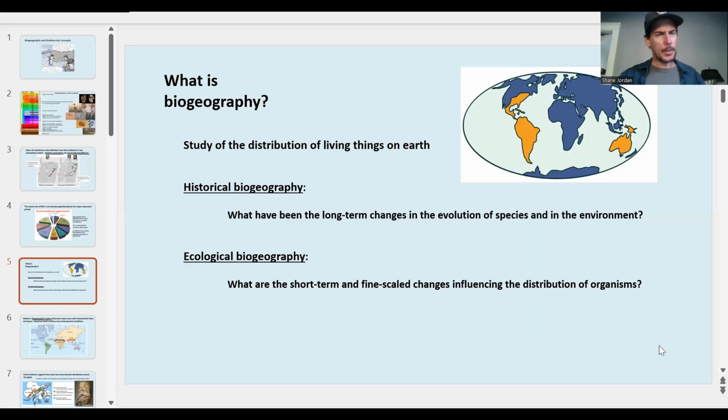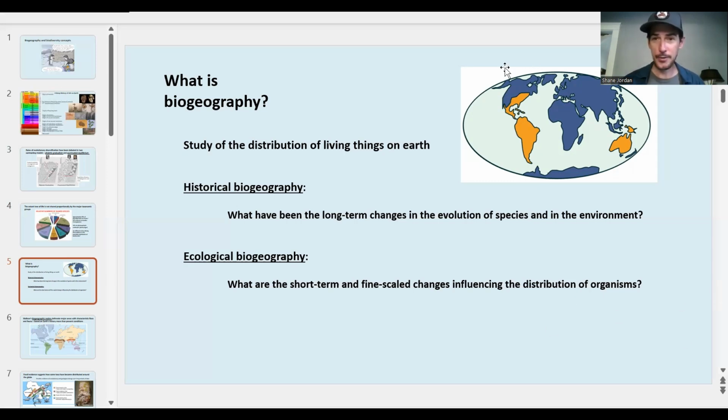Let me talk a little bit about our understanding of biodiversity, where it sort of came from, how it's distributed, and then we can talk about this thing called biogeography. Well, what the heck is biogeography? Just another word? Well, quite specifically, biogeography is the study of the distribution of living things on Earth.